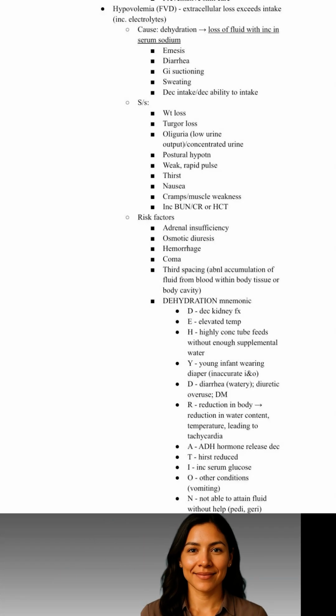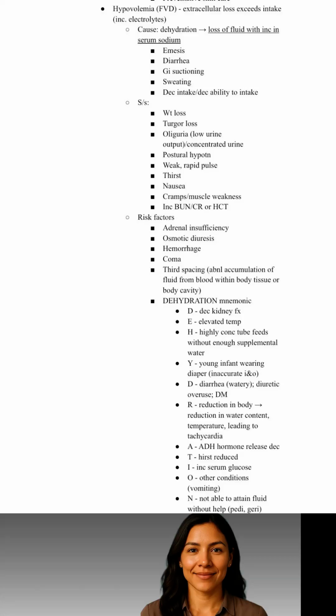Now let's examine the opposite condition: hypovolemia, fluid volume deficit. Think of this as running low on fluids. We can remember the causes using the mnemonic "every dog gets so dehydrated." E for emesis, D for diarrhea, G for GI suctioning, S for sweating, D for decreased intake.